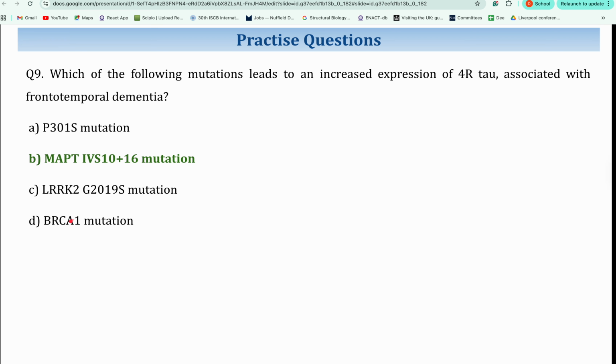But in the case of frontotemporal dementia, this mutation is not responsible, and it has no direct association with 4R tau. So this option is also not right. But in case of Parkinson disease, this might be the right answer because it will increase the kinase activity. Now next is BRCA1 mutation. This is the DNA repair gene, and it causes defective DNA repair, which is linked to breast and ovarian cancers. So it is also not related to the increased expression of 4R tau. So in that way, the right answer is option B, which is MAPT IVS10+16 mutation.